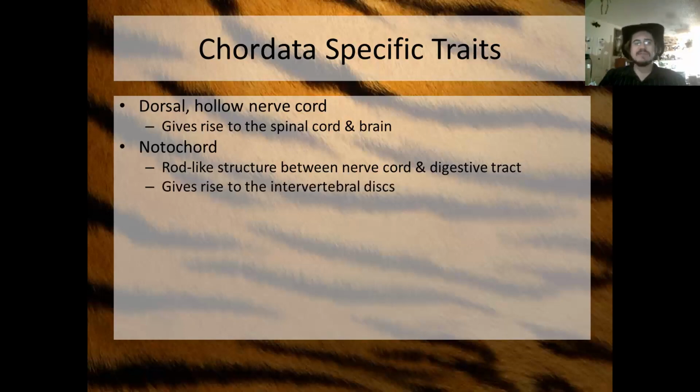All right. The notochord is a rod-like structure between the nerve cord and the digestive tract, and it gives rise to the intervertebral discs. So, when everyone talks about the discs between vertebrae in your back, like, oh, my mom has a slipped disc, those discs are actually pads of cartilage that help cushion the bones in your spine, the vertebrae in your spine. And the notochord is what gives rise to those pads.